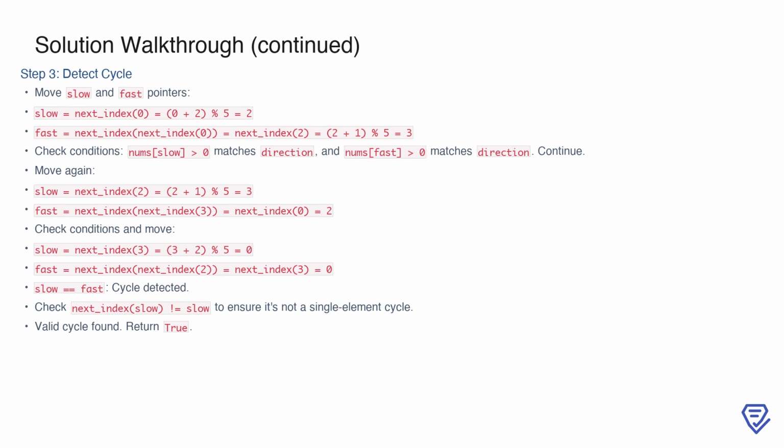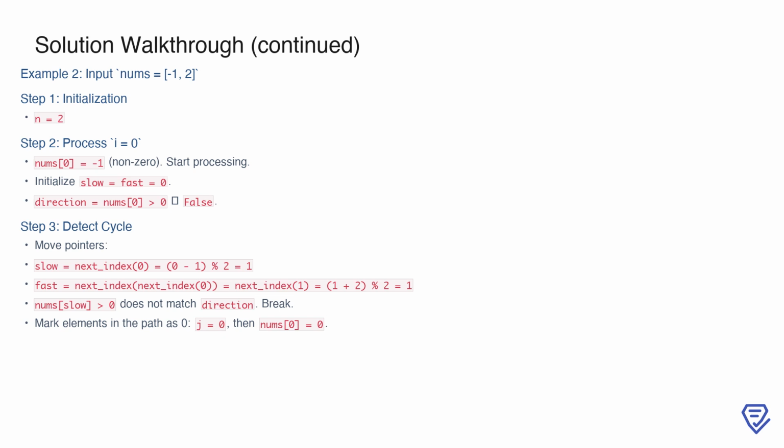On the next iteration, the slow pointer moves to next_index(3) equals (3 + 2) % 5 equals 0, and the fast pointer also eventually lands at next_index(next_index(3)) equals 0. Since slow and fast now point to the same index, a cycle is detected. To ensure this is a valid cycle and not a single element loop, we confirm that next_index(slow) does not equal slow. This check passes, so a valid cycle is found, and we return true for this example.